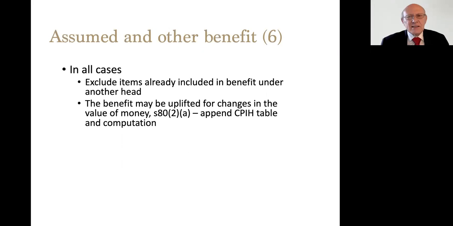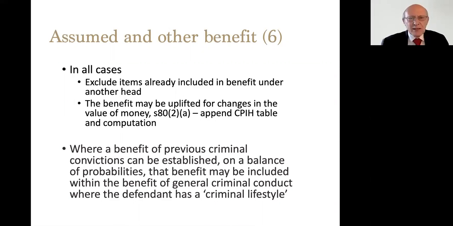Where a defendant has previous criminal convictions, and they can be established on a balance of probability, the benefit of those previous criminal convictions may be included within the benefit of general criminal conduct where the defendant has a criminal lifestyle. Now, this is because a defendant's general criminal conduct is all his criminal conduct. So the benefit of all his criminal conduct can come into a criminal lifestyle confiscation. So if we know, for example, that a particular defendant has been previously convicted of a theft of £1,000, let's say, and there was no confiscation at that time, then that £1,000 is part of his benefit of his general criminal conduct.